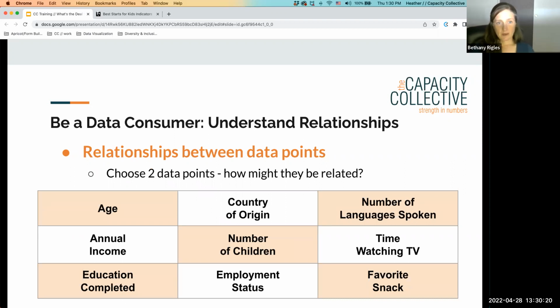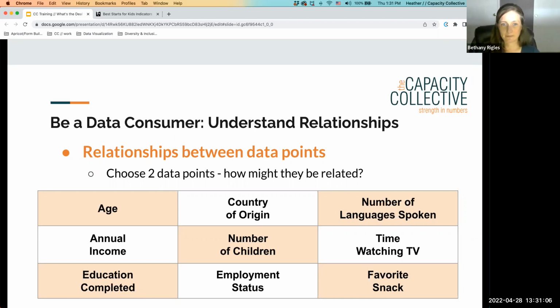So thinking about that relationship between things, if you look at these items in this table, what are some possible relationships that you would pull out of this? Again, please shout out, use the chat, whichever you're comfortable with. Maybe I'll start you off with one. The country of origin and favorite snacks. I think these are going to be related because there are different food preferences and different food options in different areas. So if I grow up in one country, I'm likely going to like different snacks than if I grow up in a different country.